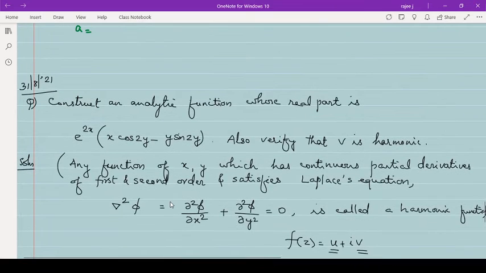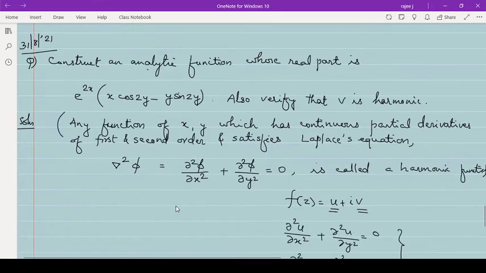Here we need to find the analytic function whose real part is this one, meaning u is given. So first of all we need to find the analytic function. When we find the analytic function, we are going to get v also, because the analytic function is u plus iv. So u we have, v we will get, and we need to verify whether that v is harmonic or not. First of all we will find the analytic function here.